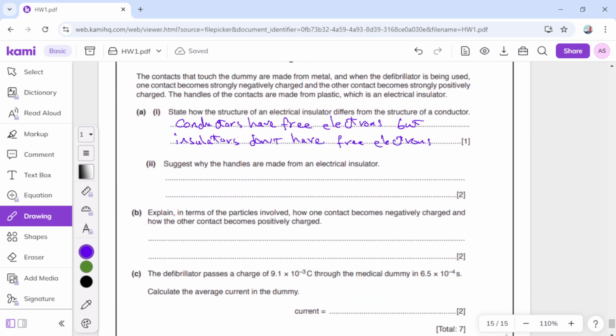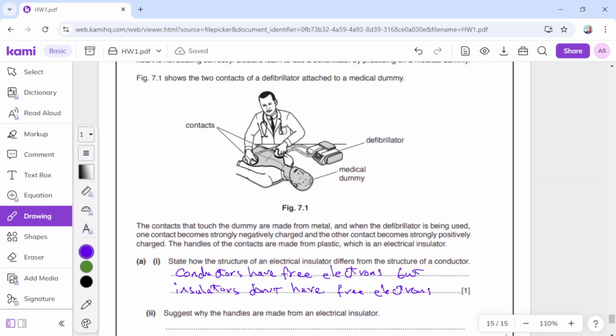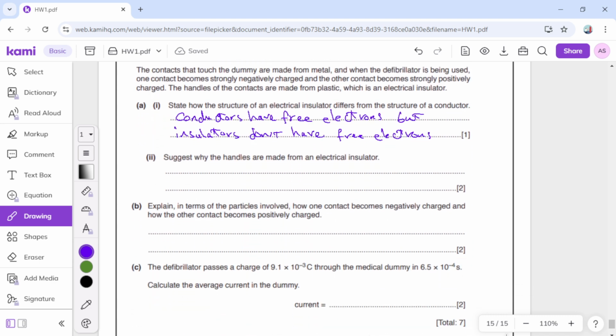Okay, now suggest why the handle is made from an electrical insulator. Of course, the handle for the doctor must be an insulator to prevent any electrical shock to the doctor. To prevent any charge from reaching the doctor. Okay, so it will keep him safe from electrical shock.